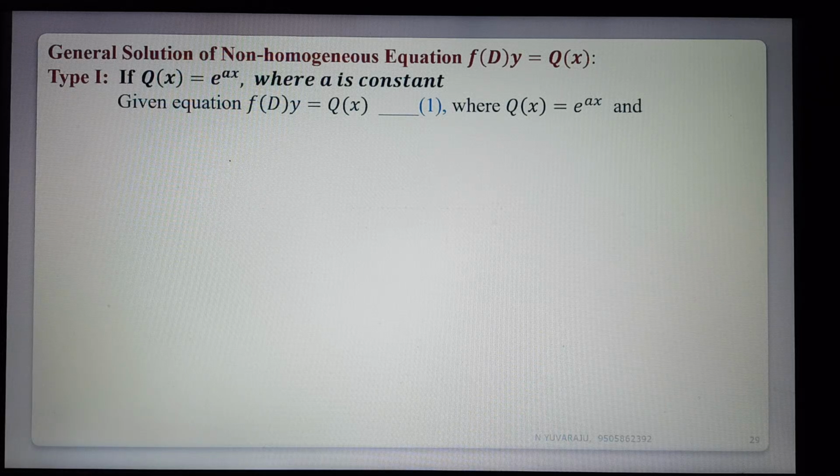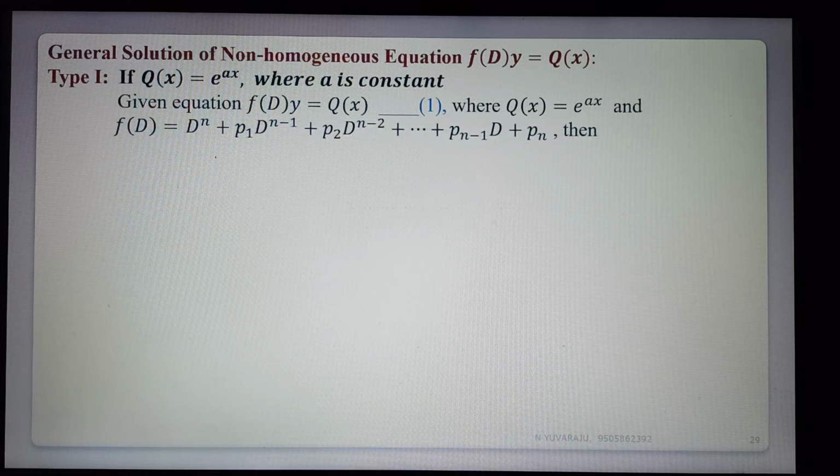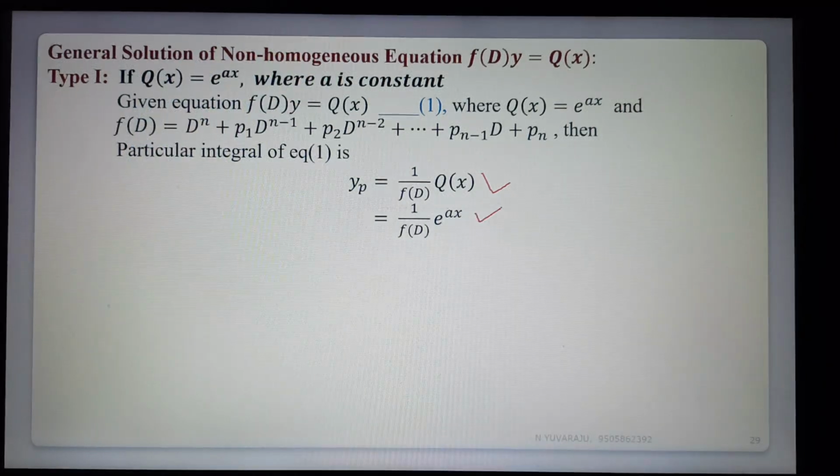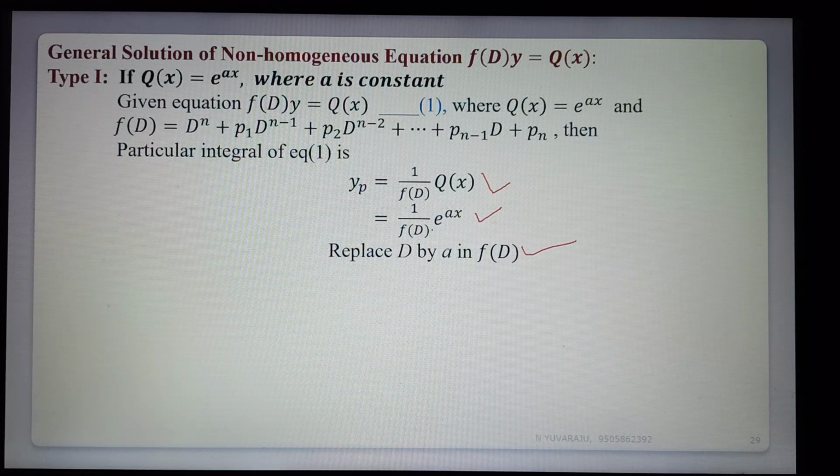Given the equation f of D into y is equal to Q of x, where Q of x is equal to e power ax and f of D is an nth degree polynomial, the particular integral of equation 1 is yp is equal to 1 by f of D into Q of x, where Q of x is equal to e power ax. Here a is any constant. Now in f of D we replace D by a. First of all, f of D, the polynomial, can be written in factorized form, the product of all the factors, after replacing D by a.